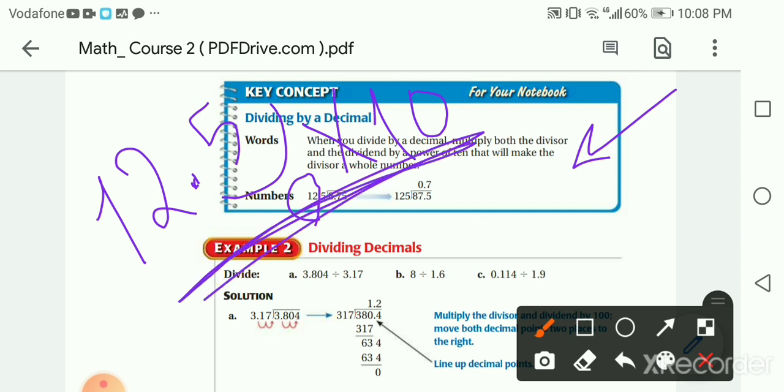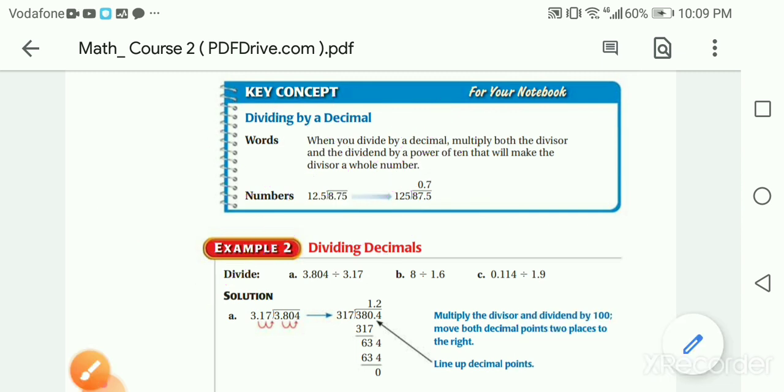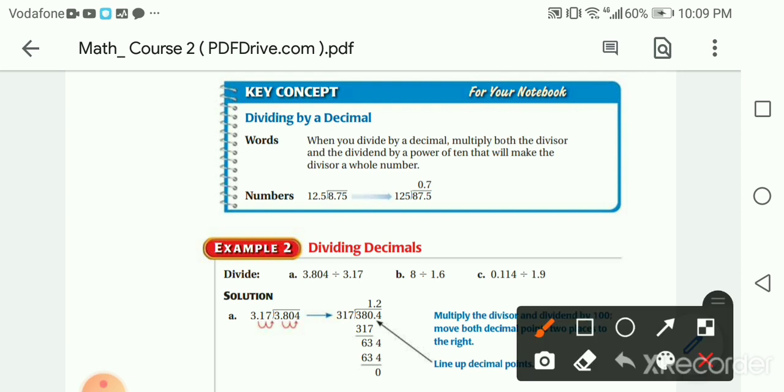So 12.5 times 10 gives you what? 125. Just multiply this side? No, multiply both sides. So, my dear students, 12.5 times 10 gives me 125. And 8.75 times 10, I will move the decimal here, yes, excellent, giving 87.5. So the 7 comes here, one decimal place.